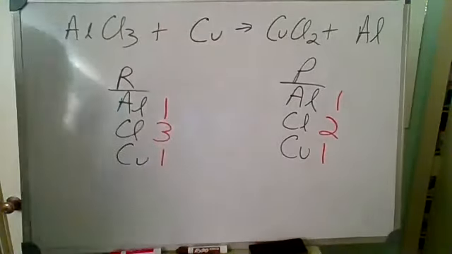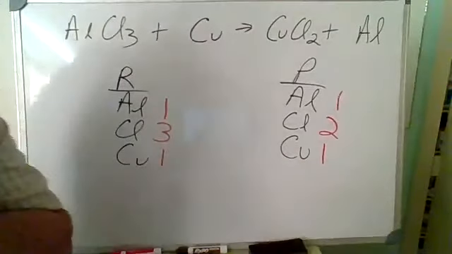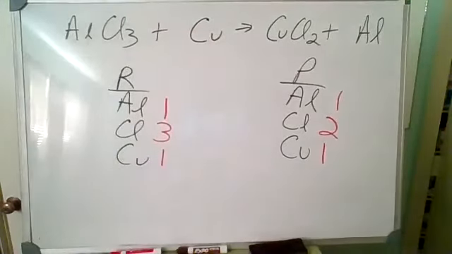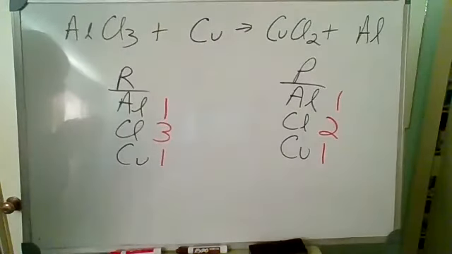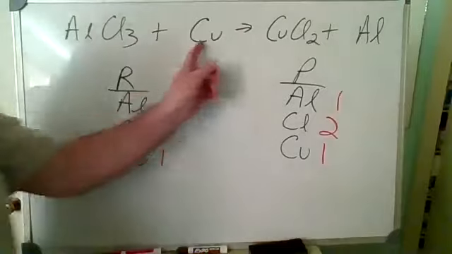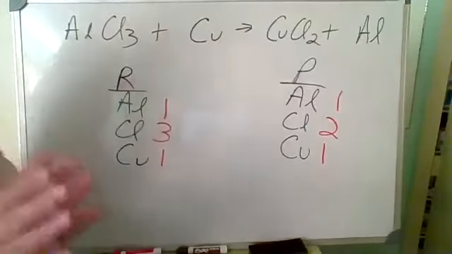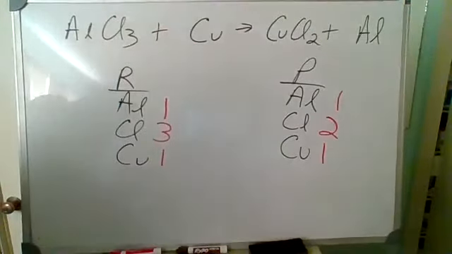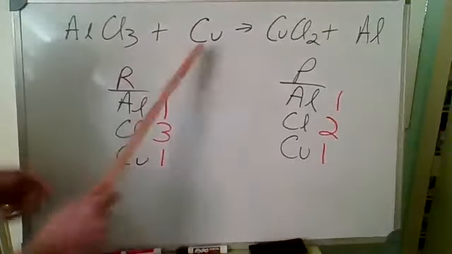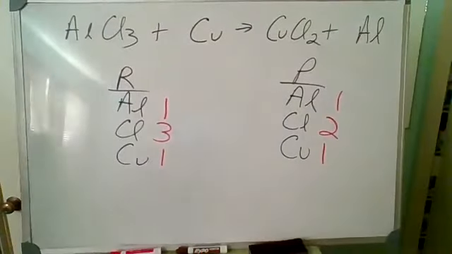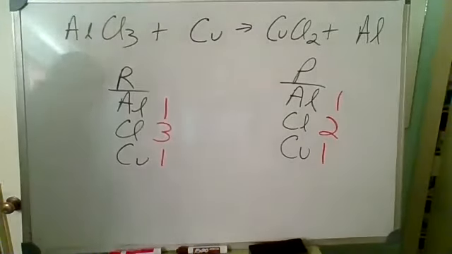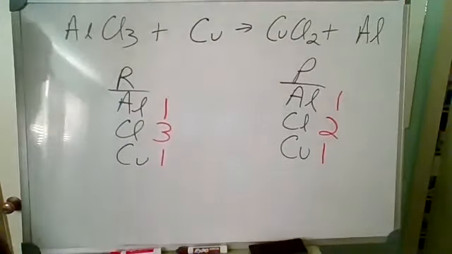Now, let me just give you a bit of advice here. You never begin with a pure element unless you have no other choice. So here I have copper and aluminum, both appear as pure elements. Do not ever begin with a pure element unless you have absolutely no other choice. Okay, do we have another choice here?